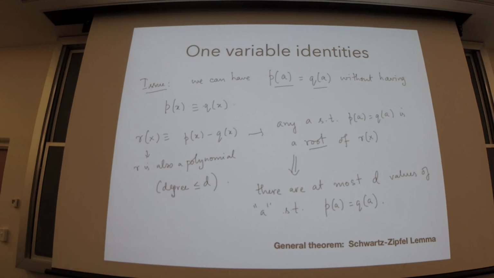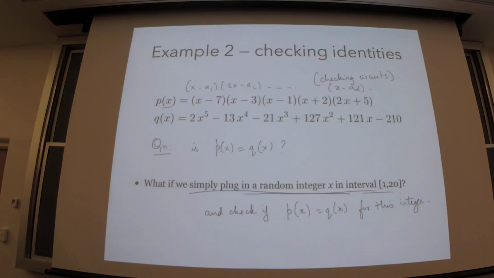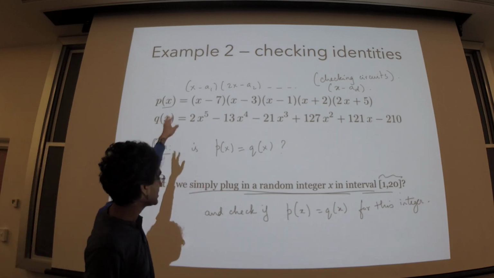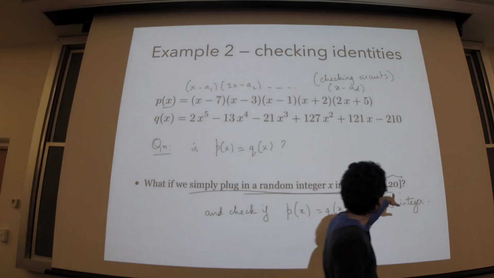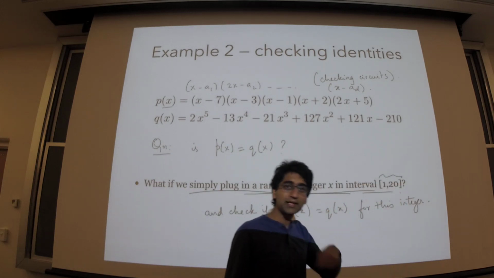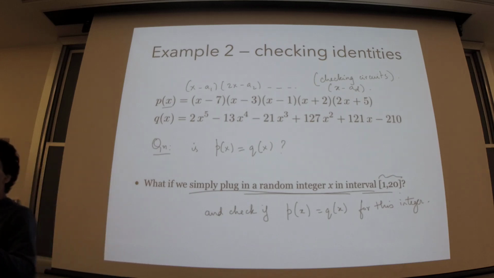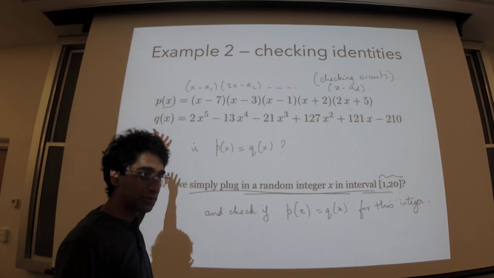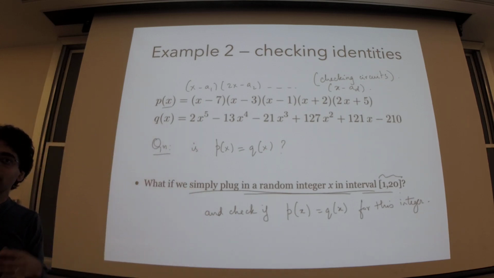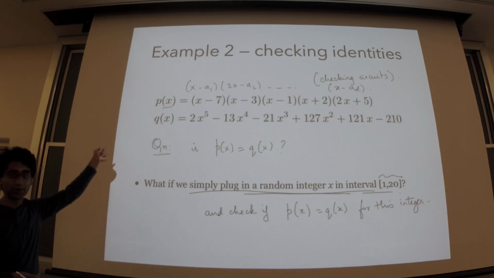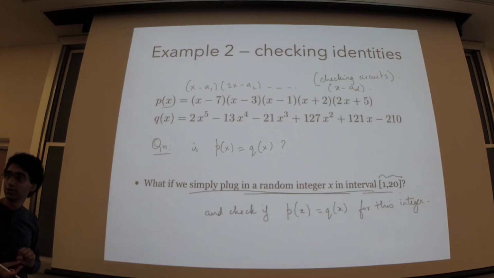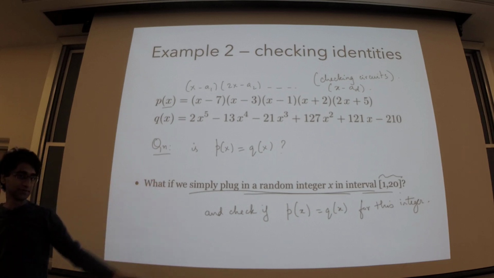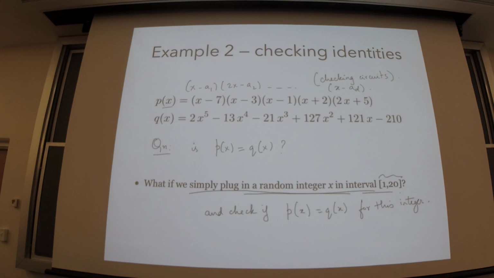So knowing this fact, all I need to do is pick an interval which is somewhat larger than the degree. In this case the degrees were 5 and I picked an interval of length 20. So if I pick a random number there, I know that there are at most 5 different values for which you can potentially have P of A equals Q of A just by luck. For everybody else, you will be able to detect that P is not equal to Q. And so there's at least a 3/4 probability of success in this process.